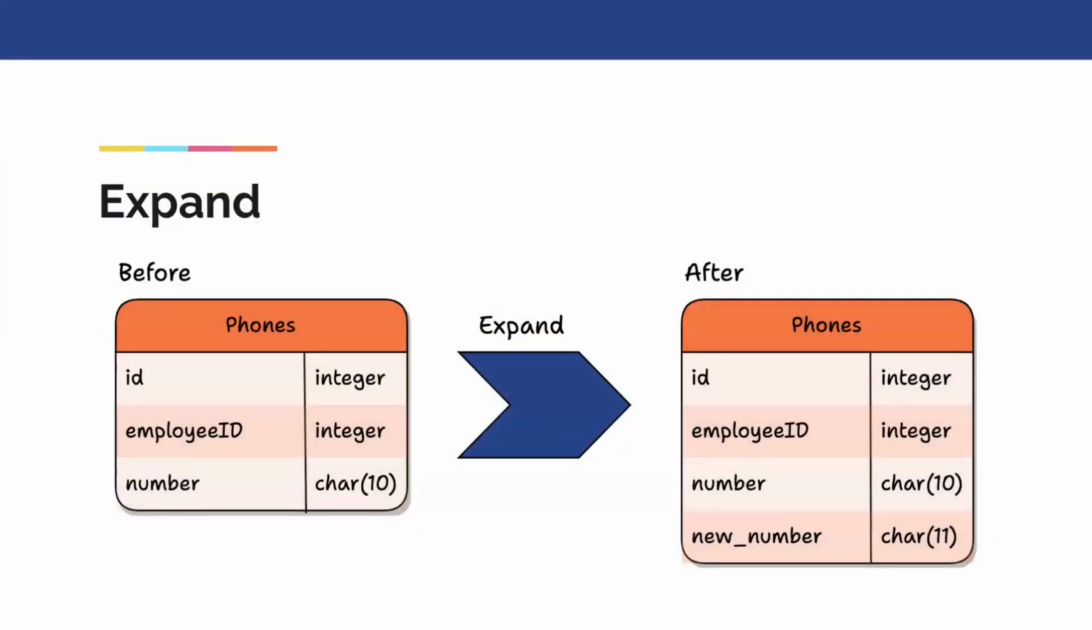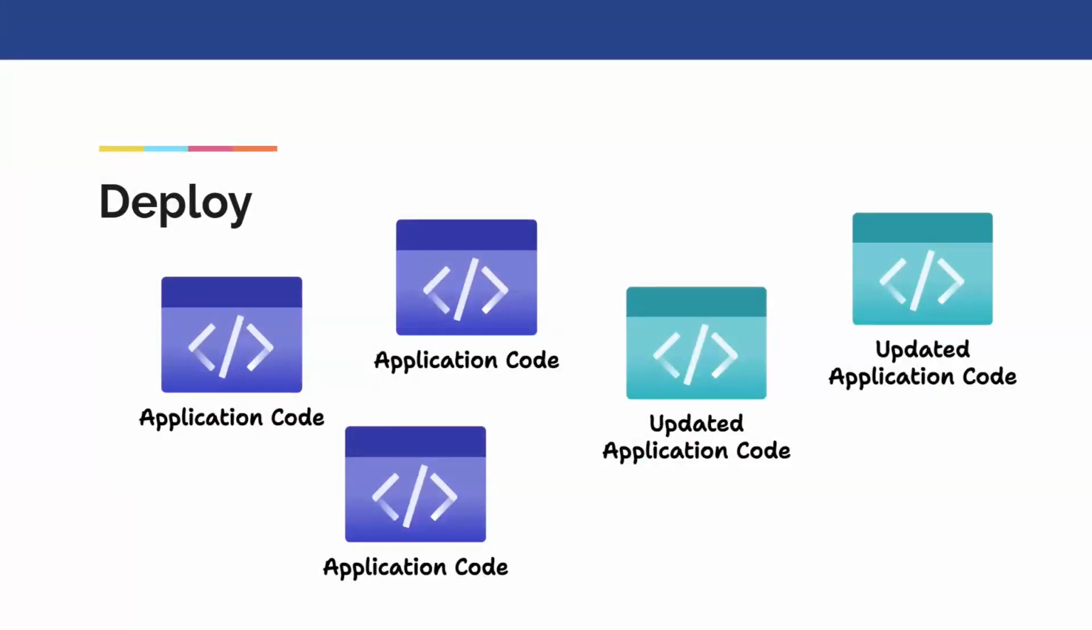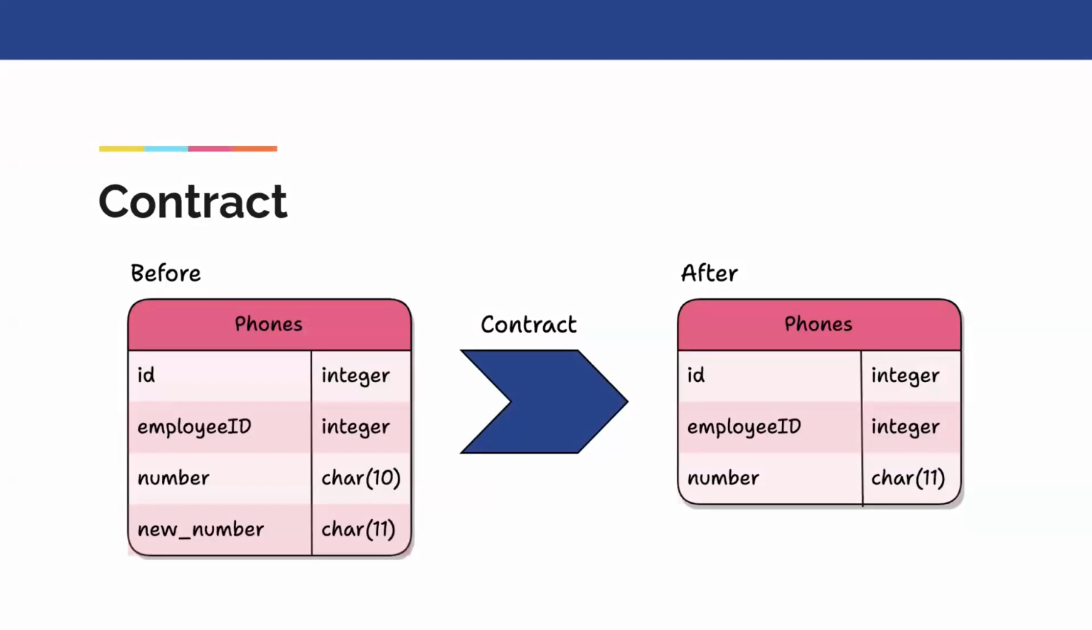Recall that we are switching phone number from char 10 to char 11. For the expand phase, a new phone column is added to the existing table with the data type of char 11. For the deployment phase, a new version of the application code, which requires 11-digit phone numbers, can be rolled out. This application version can use the new column for its functionality. Any instance of the application cluster still running the old version can still safely use the old column with the 10-digit phone number. For the contract phase, when all the application instances are running the new code, the old number column can be safely dropped from the table without affecting application availability.